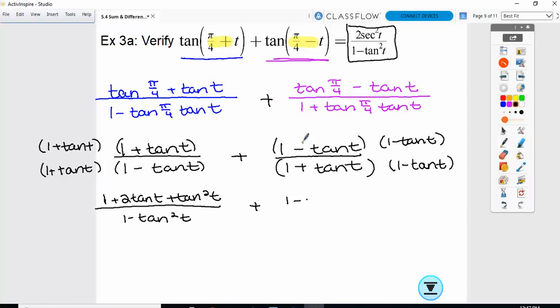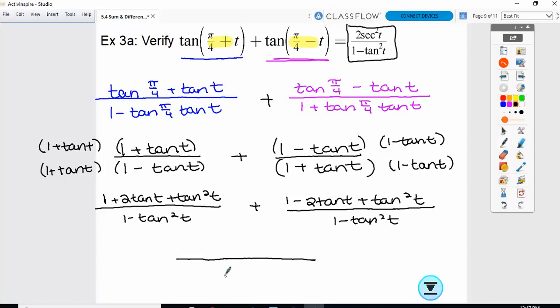So this one, if we FOIL, we have 1 minus tangent t and minus tangent t plus tangent squared t over 1 minus tangent squared t. So now my denominators match, so we can make one big fraction. 1 plus 1 is 2. 2 tangent t and negative 2 tangent t cancel. Tangent squared plus tangent squared is 2 tangent squared t.